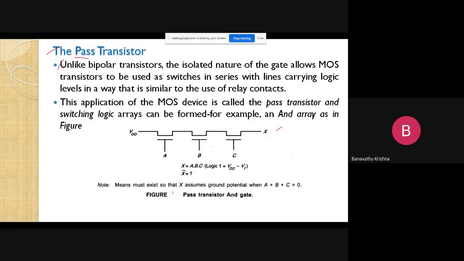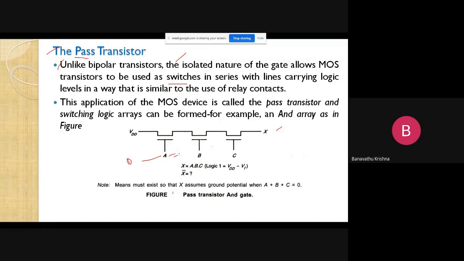Unlike a bipolar transistor, the isolated nature of the gate allows the MOS transistor to be used as a switch. Here the isolation is available, but it is a capacitive plate. If we apply 1, suppose A is 1, then the A transistor is going to be on. Suppose it is 0, then the A transistor is going to be off. So simply it acts as a switch, off, on, like that.